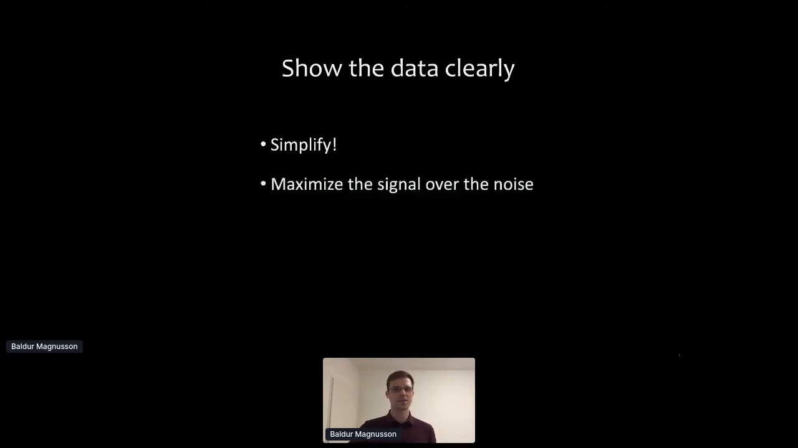Next is maximize the signal over the noise. And that means mostly getting rid of anything that distracts from the purpose, or the noise, that is. Colors, shapes, line types and other attributes, these are noise unless they serve a clear purpose.